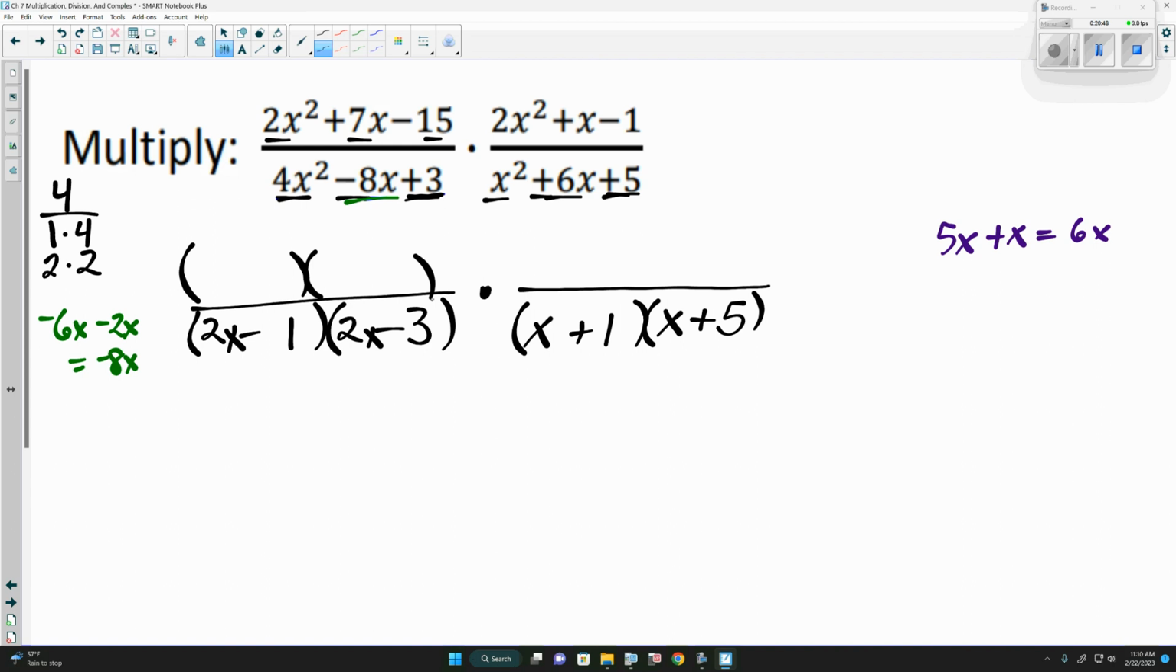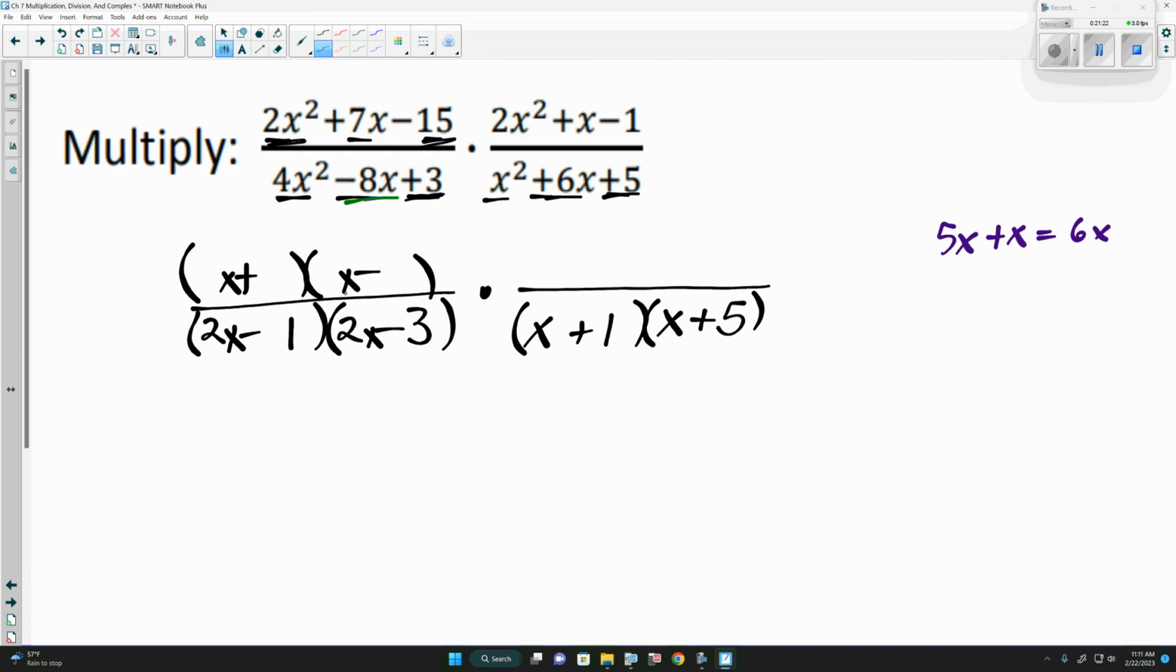Now from here we're going to find the sign. Since the third term is negative, our signs are opposite. If the third term had been positive, the signs would have been the same and match the sign of the middle term. Since the 15 is negative, our signs are opposite. At this point, we need to find the factors of the first and third term. Well, the first term, 2x squared, we'll have x and x, then we'll have 2 and 1.